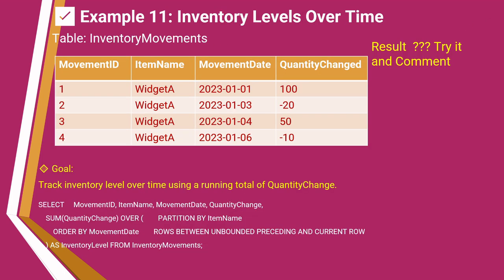In inventory systems, we often want to know the stock level at any point in time. By applying a running total to the quantity change column, we can dynamically calculate inventory on hand, helping with reordering and restocking.